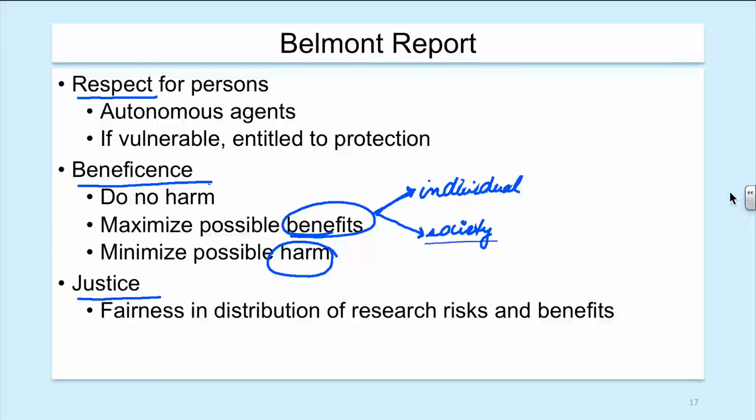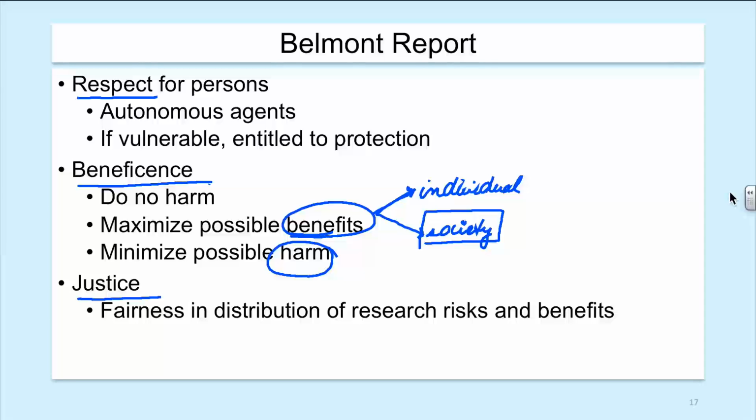So society could receive the benefits of research, for instance, in vaccine research, where large numbers of the population receive test vaccines before eventually they're given to the community as a whole. Justice is the fairness and distribution of research risks and benefits.